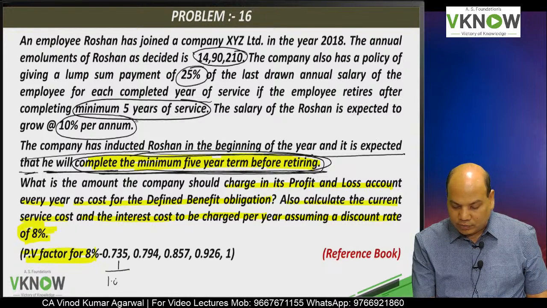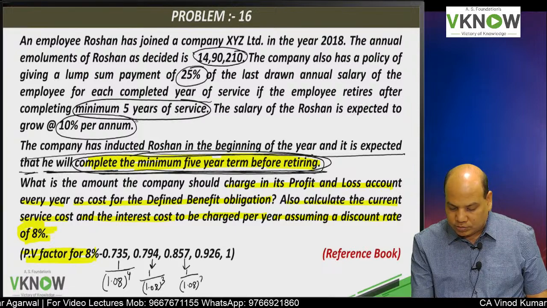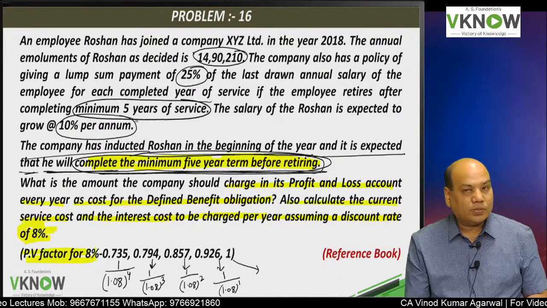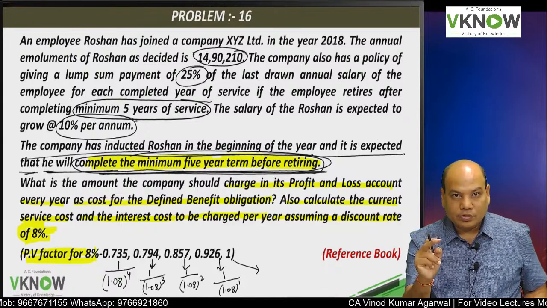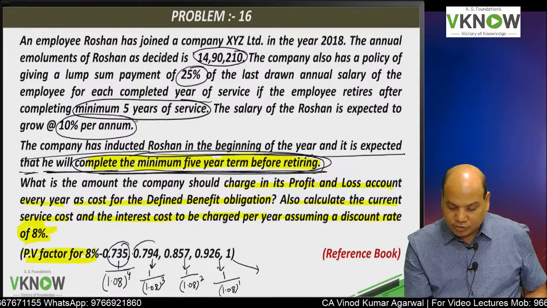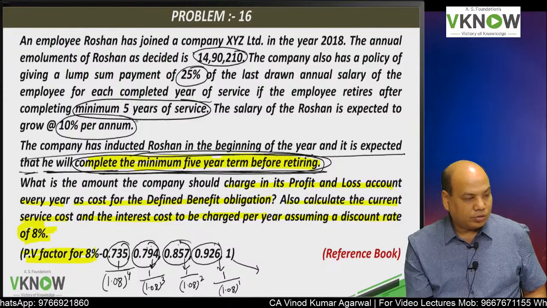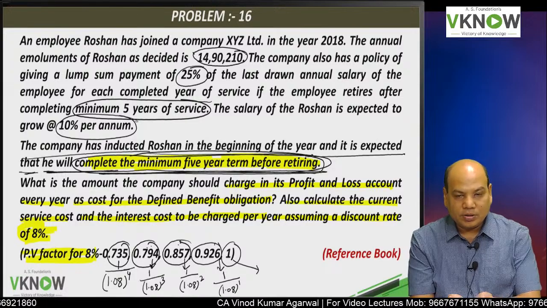This is 1 divided by 1.08 to the power 4. This is 1 divided by 1.08 to the power 3. 1 divided by 1.08 to the power 2. 1 divided by 1.08 to the power 1, and this is 1. So you don't have to compute the present value factor. First year current service cost, you will use this factor. Second year you use this factor. For third year you use this factor. For fourth year you use this factor, and for fifth year you will use this factor. So factors have been given on a plate.